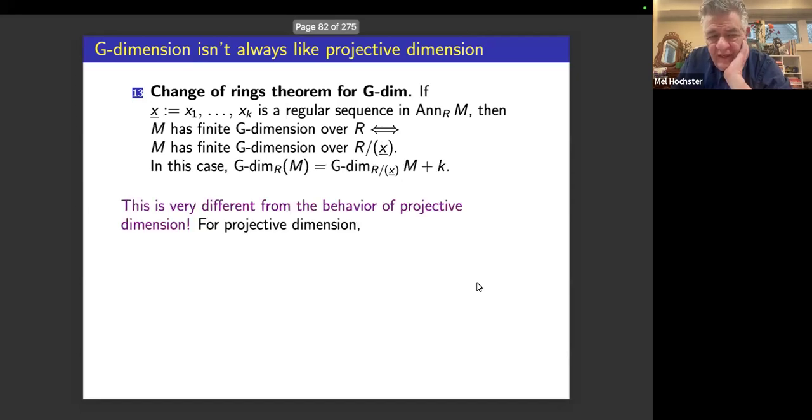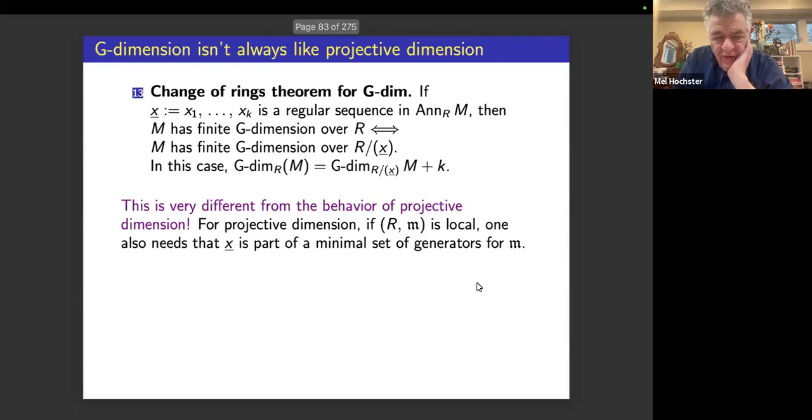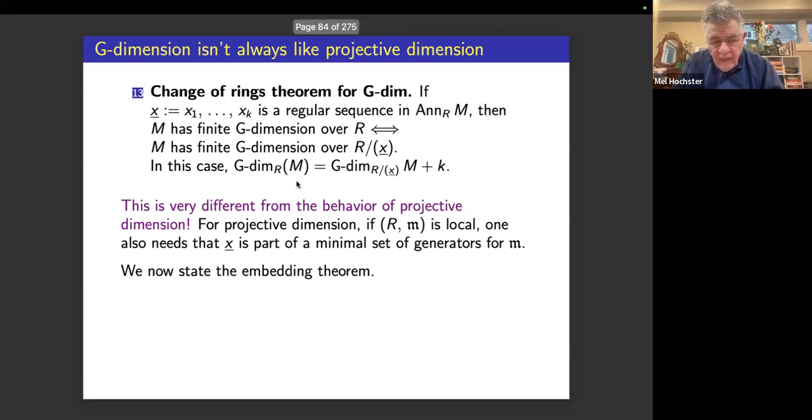And this is very different from projective dimension, which doesn't have this property at all. For projective dimension, you need that the regular sequence is also part of a minimal set of generators for M, and then it's true. And you have this relation that the projective dimension is K bigger over the ring. And now I'm going to state the embedding theorem, which is the result I want to apply.